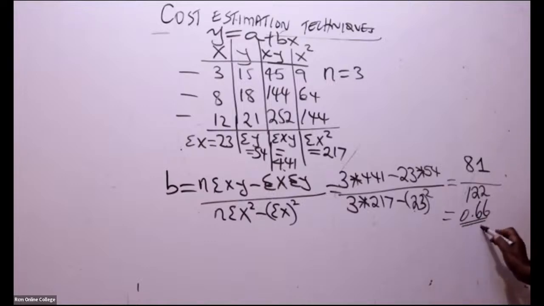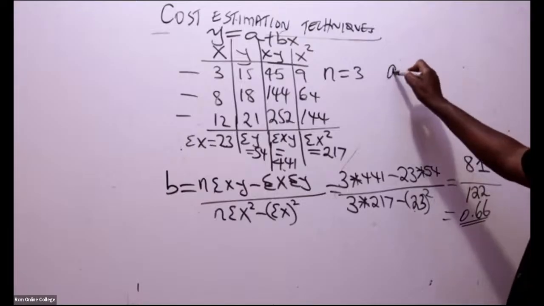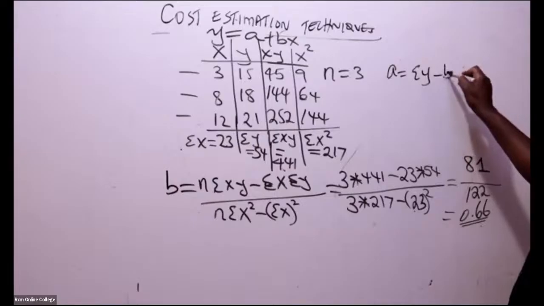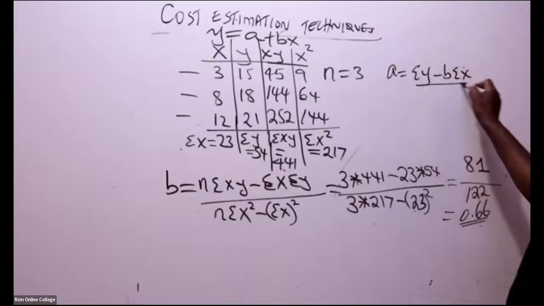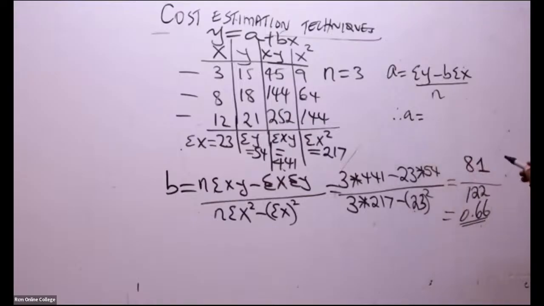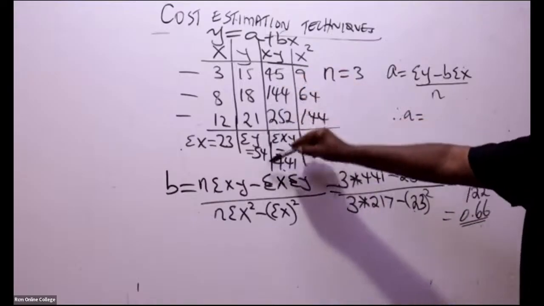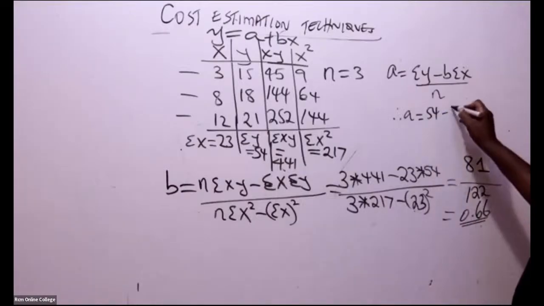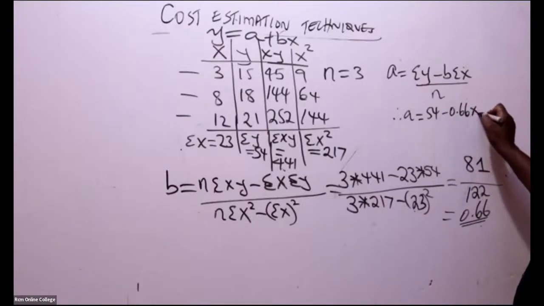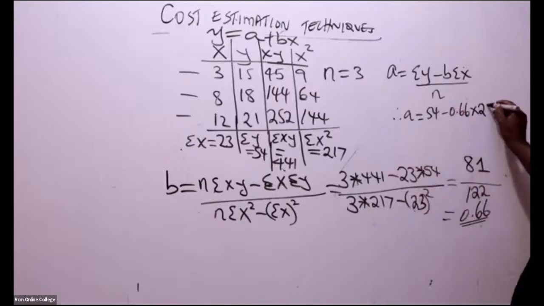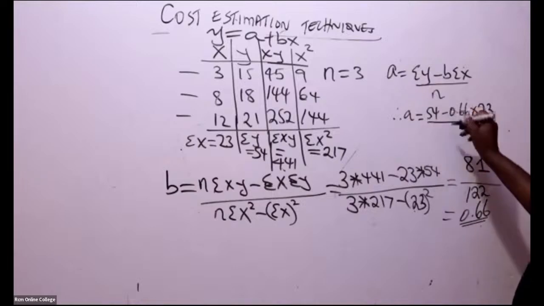Thank you so much. So from there, please go ahead and give us the value of A, which will be summation of y minus b summation of x all over n. Therefore, A will be summation of y, which is 54, minus the b that you have just gotten here, which is 0.66, times summation of x, which is 23. Everything to be divided by our n, which is 3.